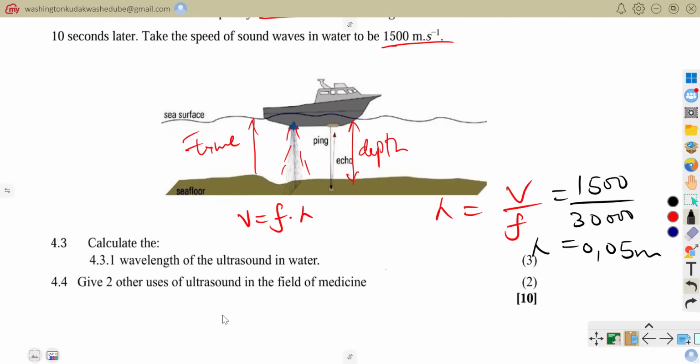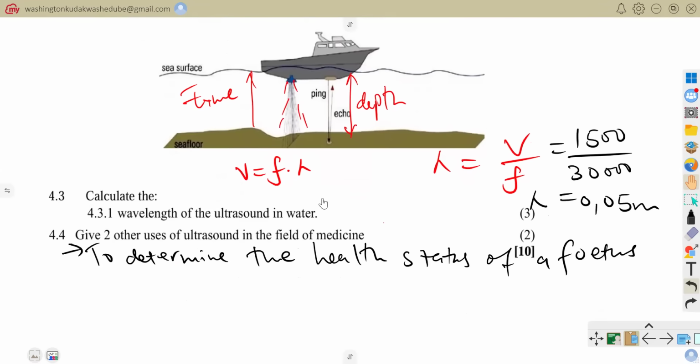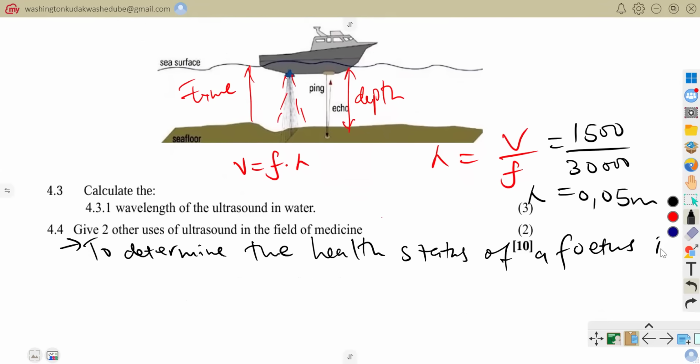Give two other uses of ultrasound in the field of medicine. We can use ultrasound to determine the health status of a fetus in the womb, in the mother's womb.